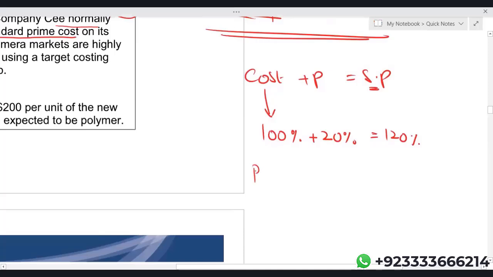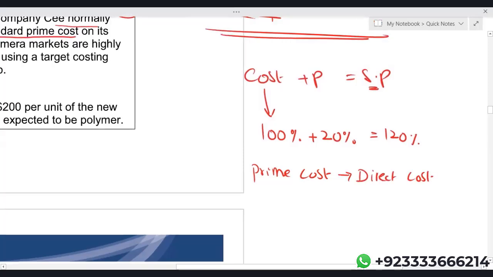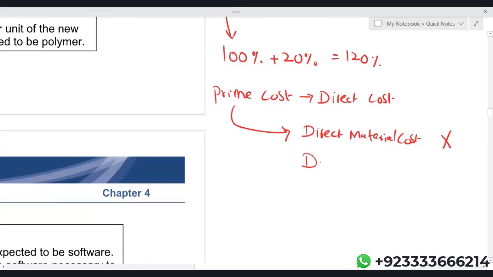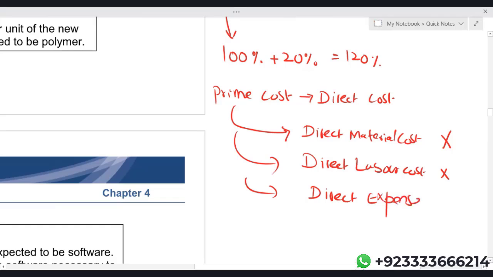Another concept, prime cost. Actually, prime cost means major cost. Prime cost means direct cost. Prime cost means the cost of direct material. We know that direct material means which is easily traceable. Prime cost means direct labor cost. If there is a direct expense, we take direct expense also. For example, when you are manufacturing something, but you need to pay the royalty as well. So direct expense, example is royalty payment. Add all of them, so you will get prime cost.